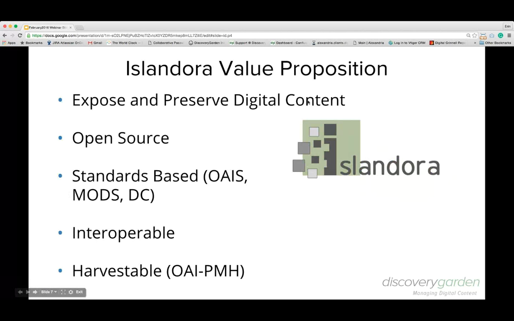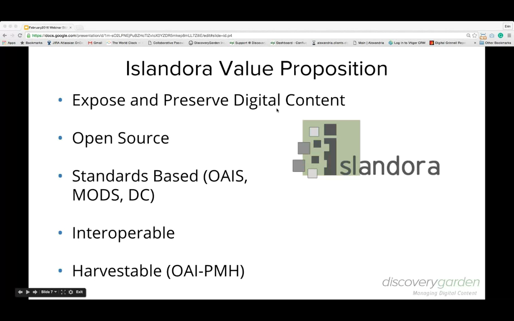So in essence, Islandora really is a framework of open source technologies, and they help you expose and preserve digital content. It is standards-based, and that means that it adheres to the OAIS reference model, and we also support standards-based descriptive metadata like MODS and DC. It stores data in an interoperable format. That means that you can take your data from Islandora and it will be available to you in an intelligible format that you can put in other different software.